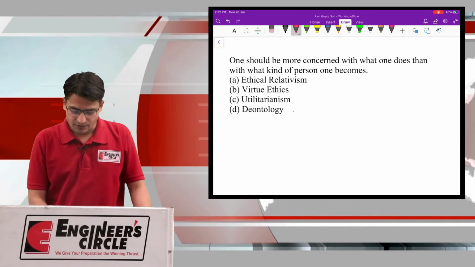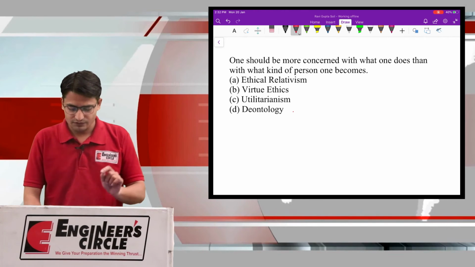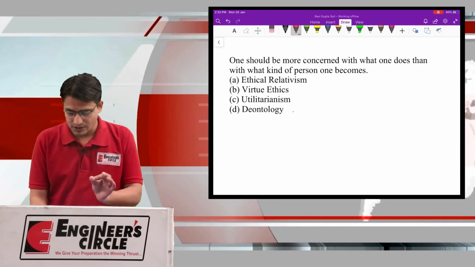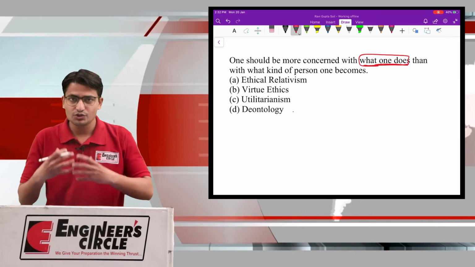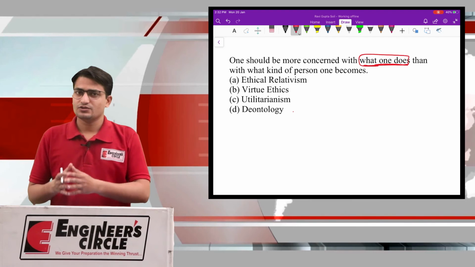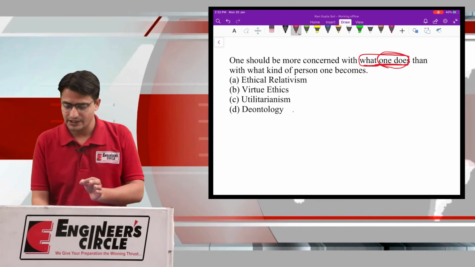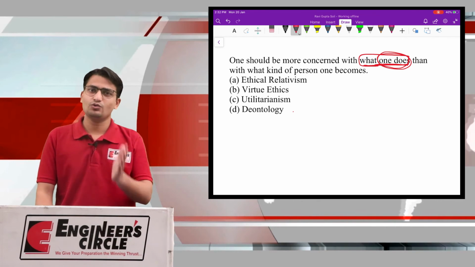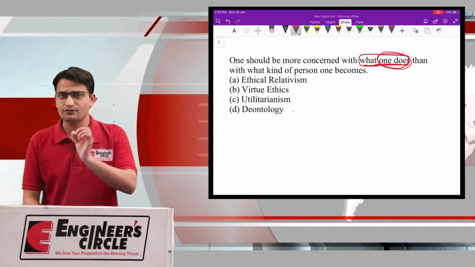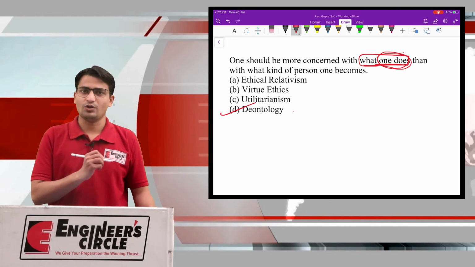And finally, one should be more concerned with what one does than with what kind of person one becomes. So here we should be more concerned with what one does, what we do. So our conduct will be decided by what our actions are. So whether my action is ethical or not will depend upon the quality of my action, what I do. This is told by deontological ethics, duty ethics. My duty, I should perform my duty. Okay. So the correct answer would be D option, deontology.